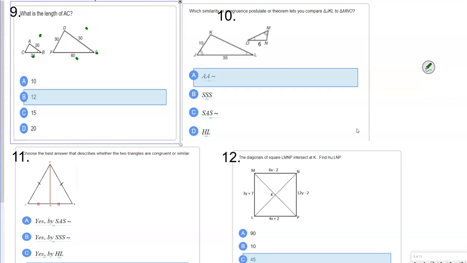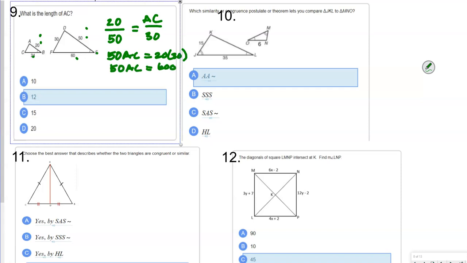So let's go ahead and do a ratio to a ratio. So we have the 20 over the 50. This side to this side is going to be equal to, and it's asking us to find AC. So we're going to say AC over our 30, right? So we're going to cross multiply. So that's going to be 50 AC equal to 20 times 30. So that's going to be 50 AC is equal to 600. And 50 goes into 600 12 times, right? Divide 50 into 600 and you get that AC is 12.